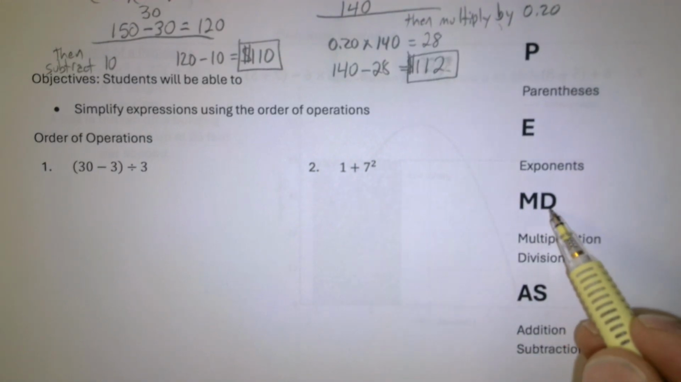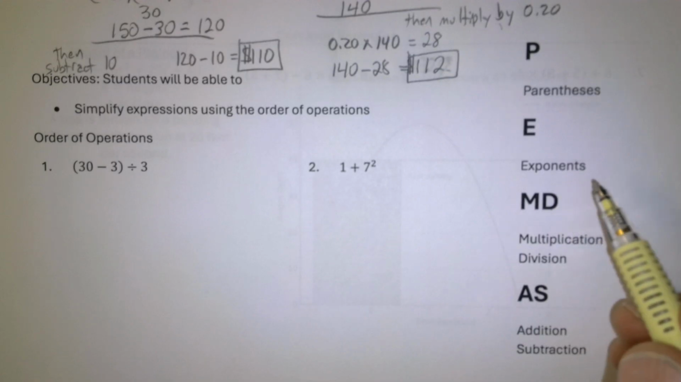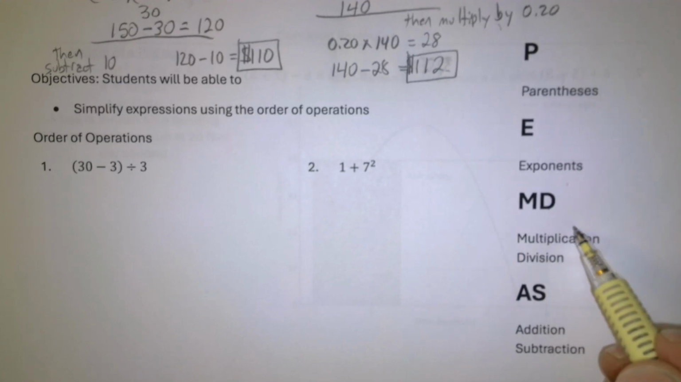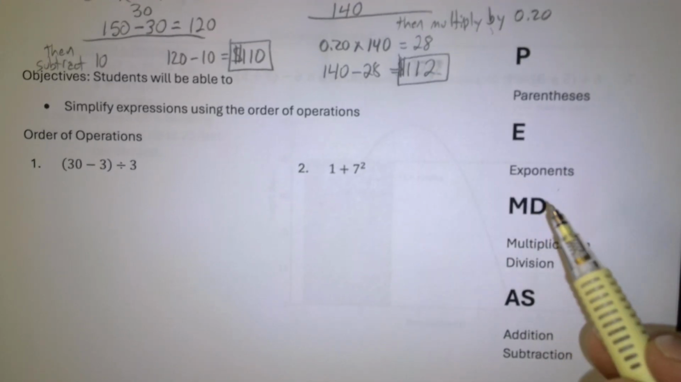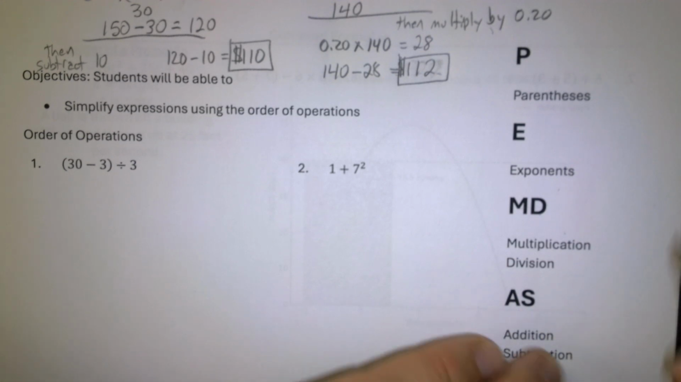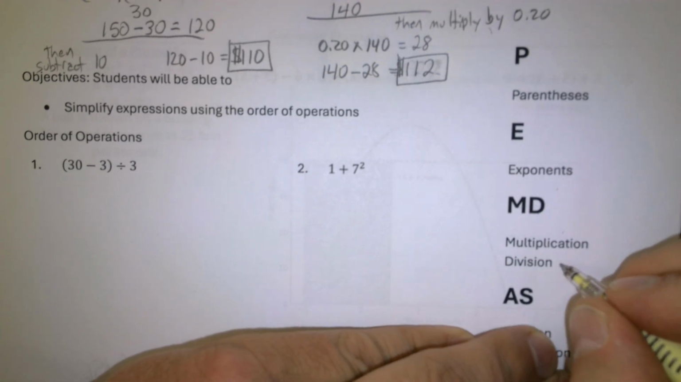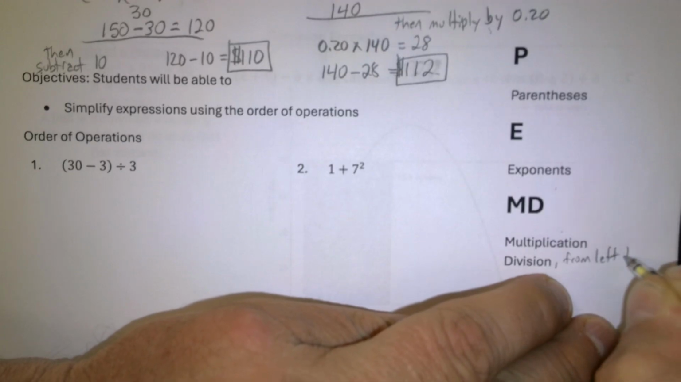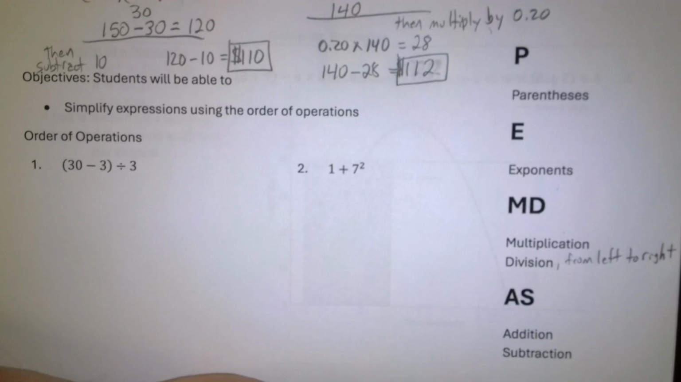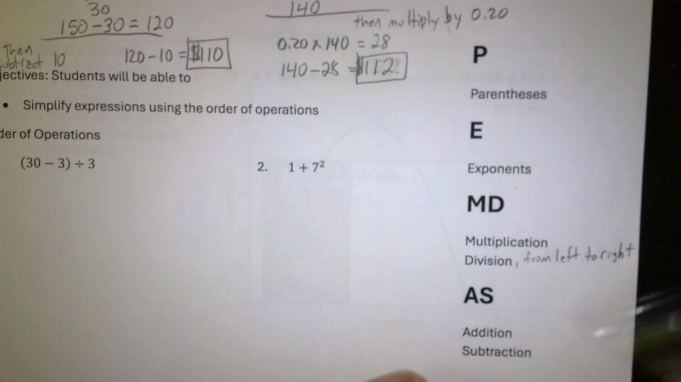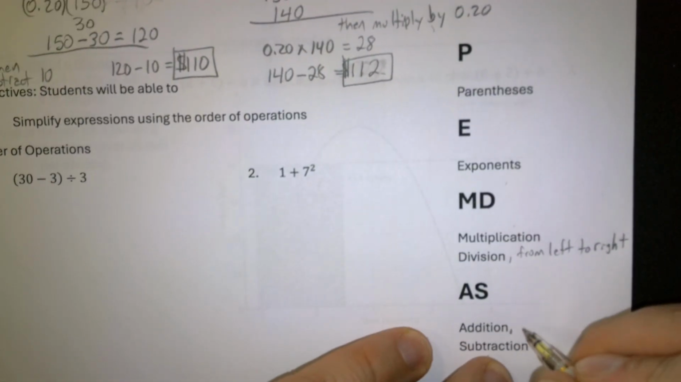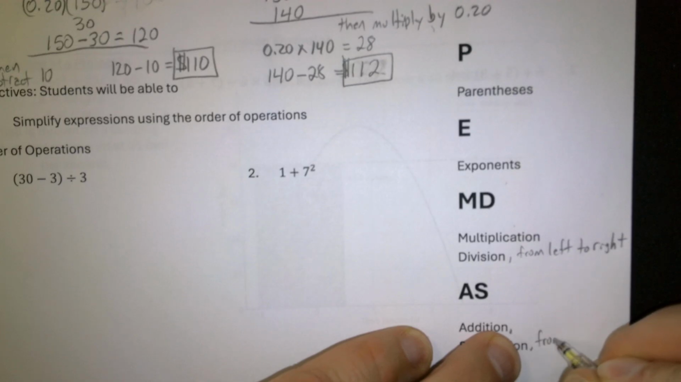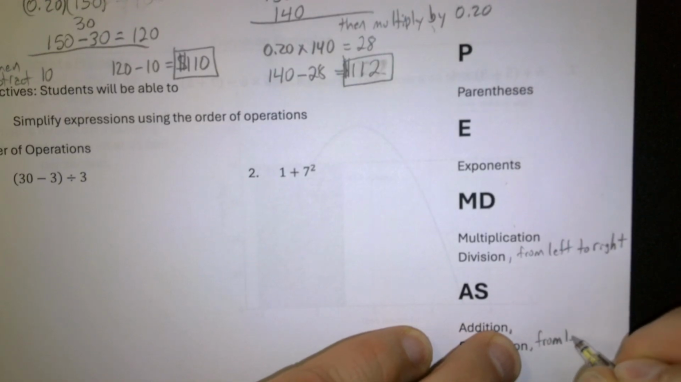Please note multiplication and division. It doesn't go multiplication and then division. I put them next to each other because they're both as important. So it's multiplication, division, and then we're going to write from left to right. That's going to be really important. And let's go ahead and write the same thing for addition, subtraction, from left to right.